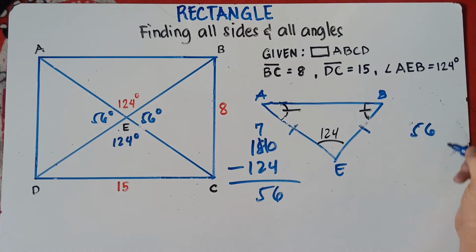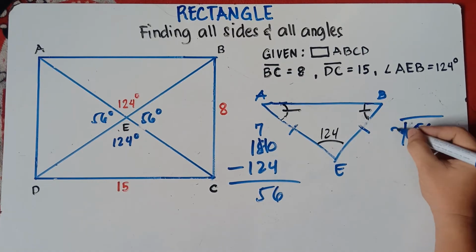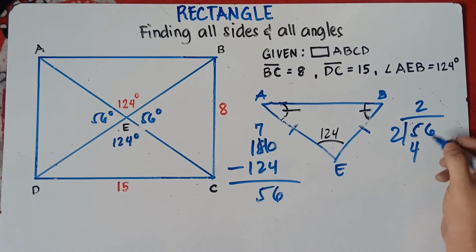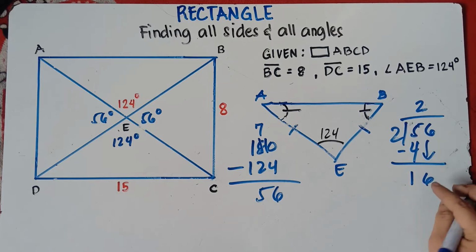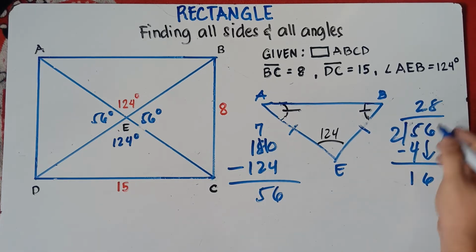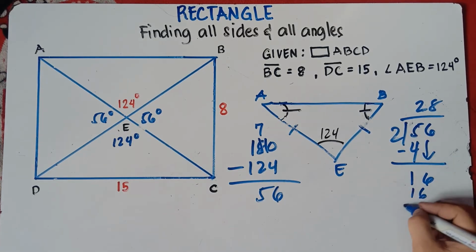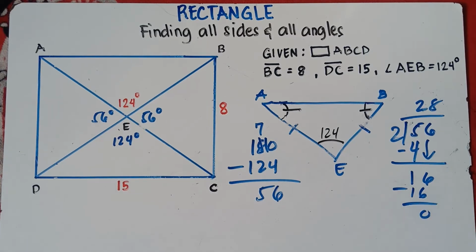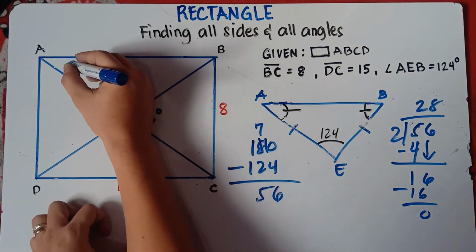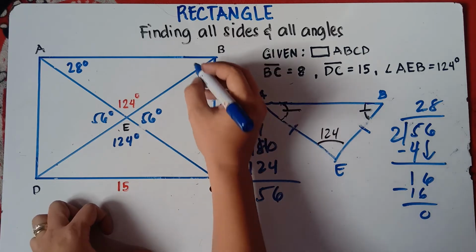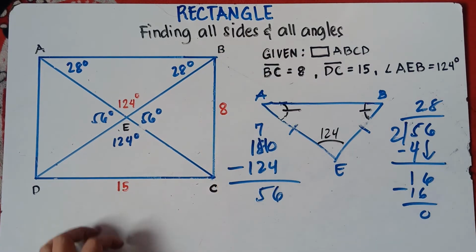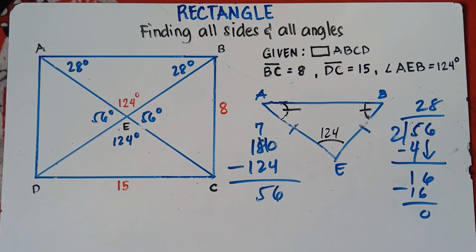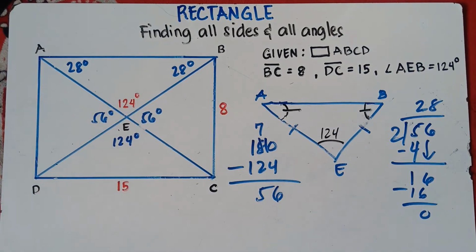So 56 divided by 2. 2 times 2 is 4. Subtract, 5 minus 4 is 1, bring down 6. 16 divided by 2, that is 8. 8 times 2 is 16. 0. So 28. Therefore, this angle right here is 28 degrees. And this angle right here is also 28 degrees.